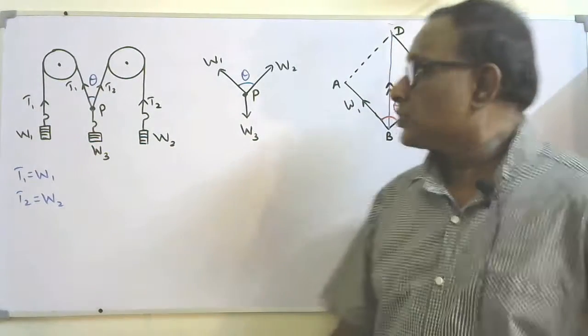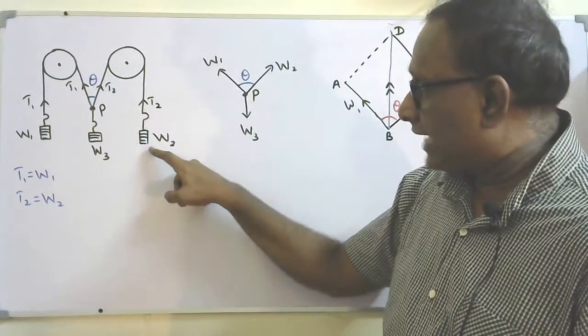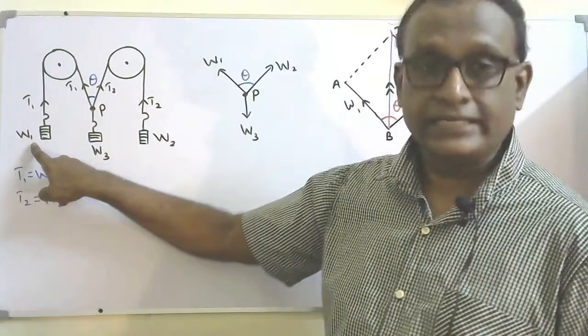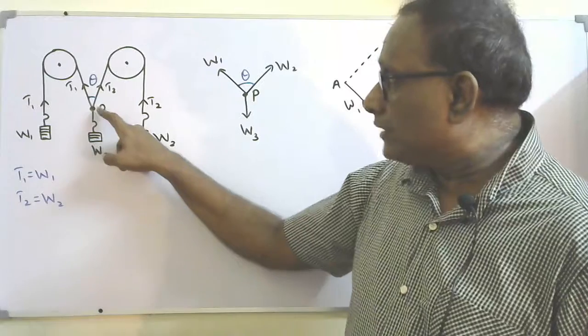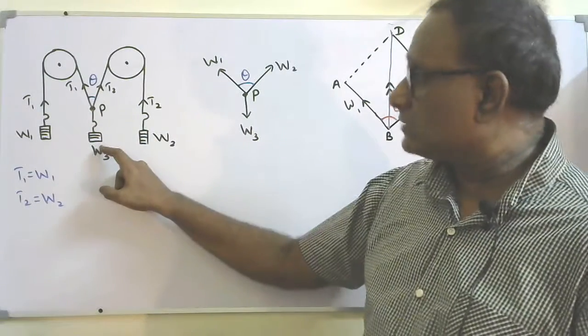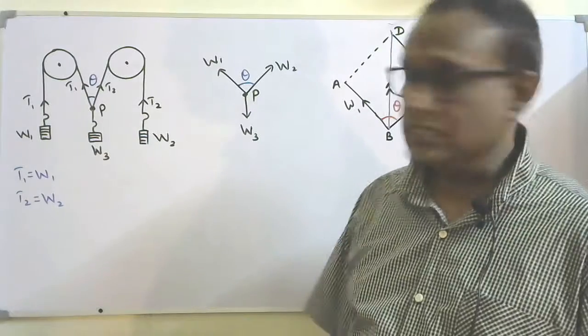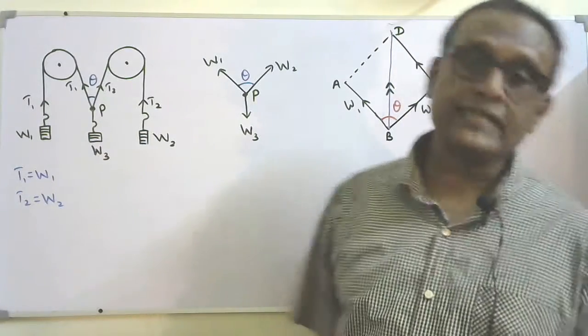On this free end of the string, attach a weight W2, and on this end, attach a weight W1. To keep the point P at rest, attach a weight W3 and adjust all these three weights such that the whole system is at rest.